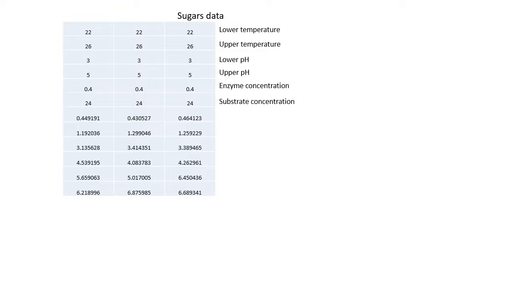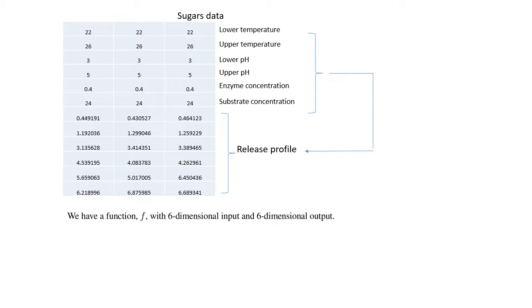And the release profile had these 6 components. Of course, at time 0, there was 0 release, so there's no need to have that there. And that means that the output vector was 6-dimensional in this particular case. So there's the input vector, and there's the output vector, the release profile. Now, there's some relationship between the input vectors, the 6-dimensional input vectors, and the 6-dimensional output vectors.